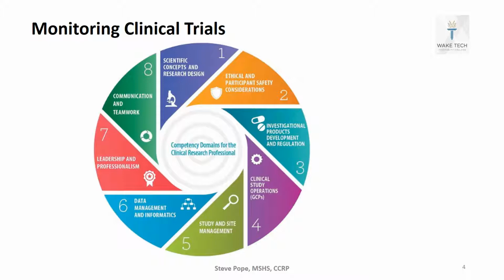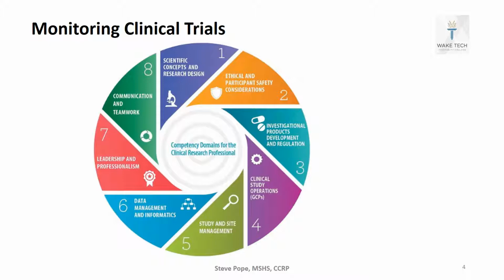There are a lot of good ways to learn more about that, but understanding the trial design and things like that are very important. Then 2, you've got ethical and participant safety considerations. We learn a lot of this in our GCP training, and we've learned some in some of the foundational training that we've gotten over the years. Number 3 is investigational products development and regulation. How does a product go through its development cycle? What are the regulatory ramifications of that?